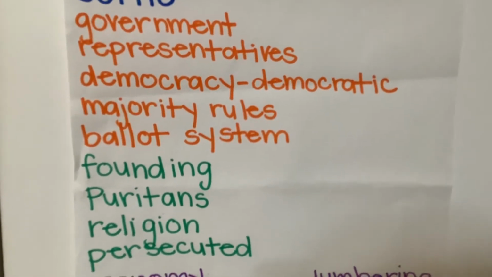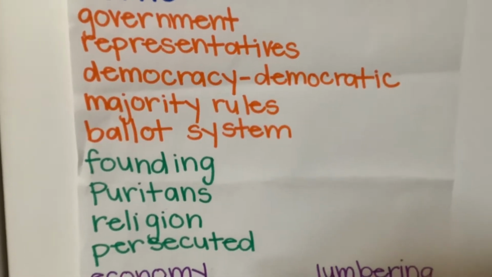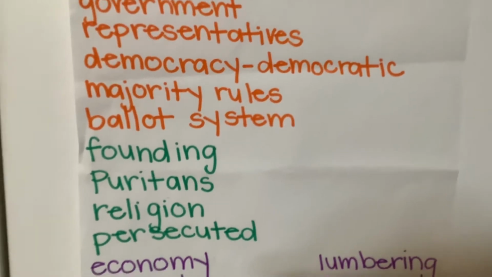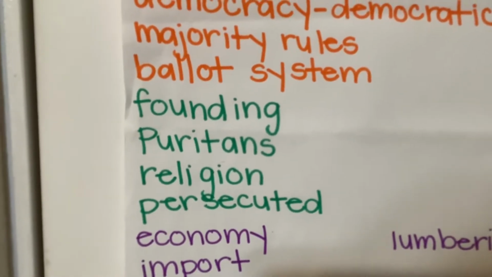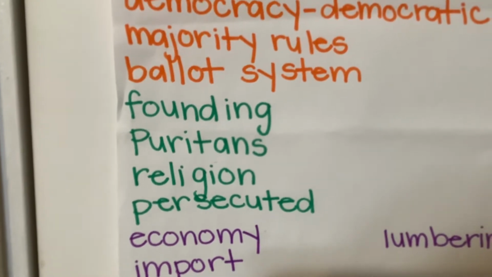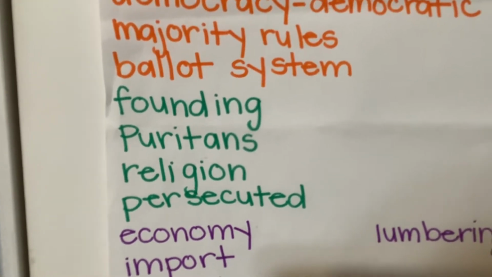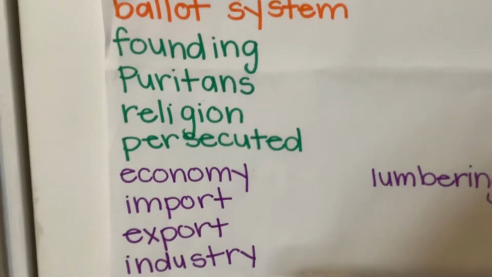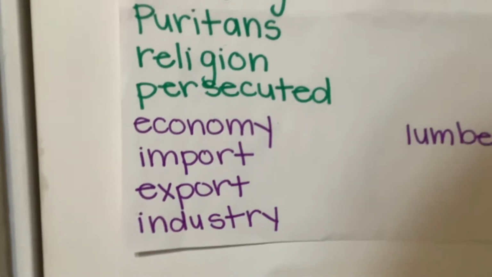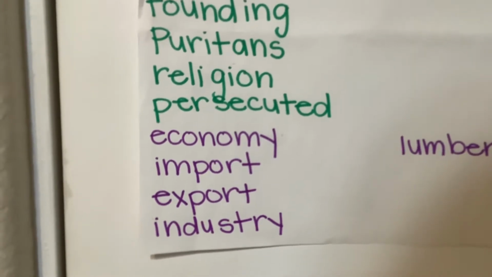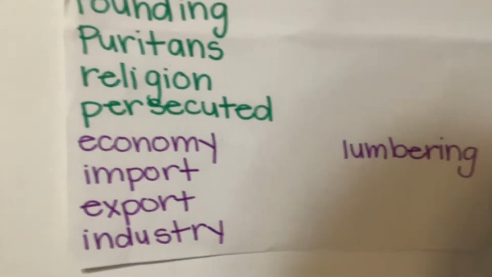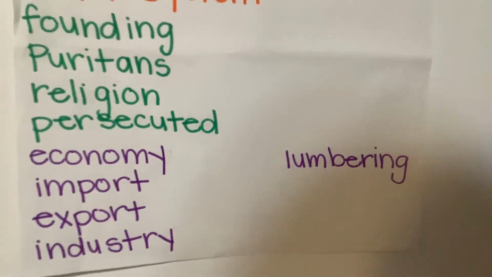Majority rules. Ballot system. Founding. Puritan. Religion. Persecuted. Economy. Import. Export. Industry. Lumbering.